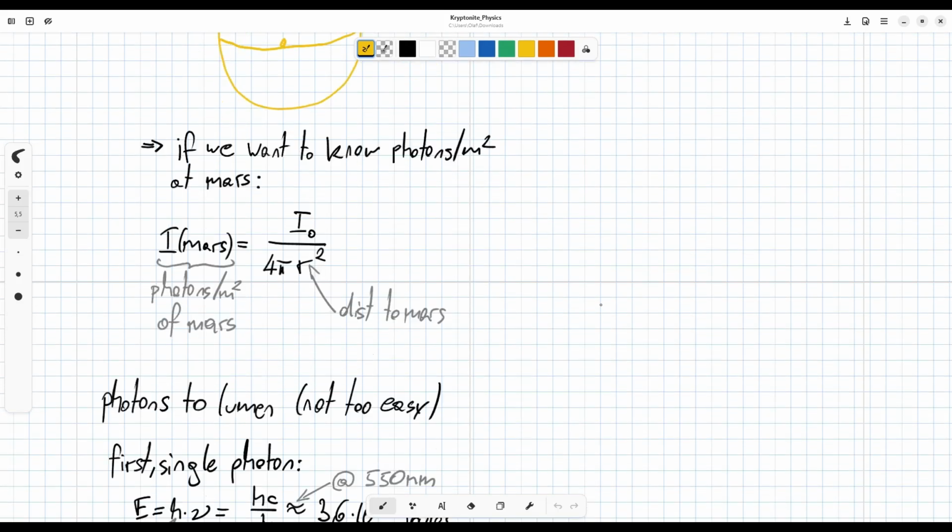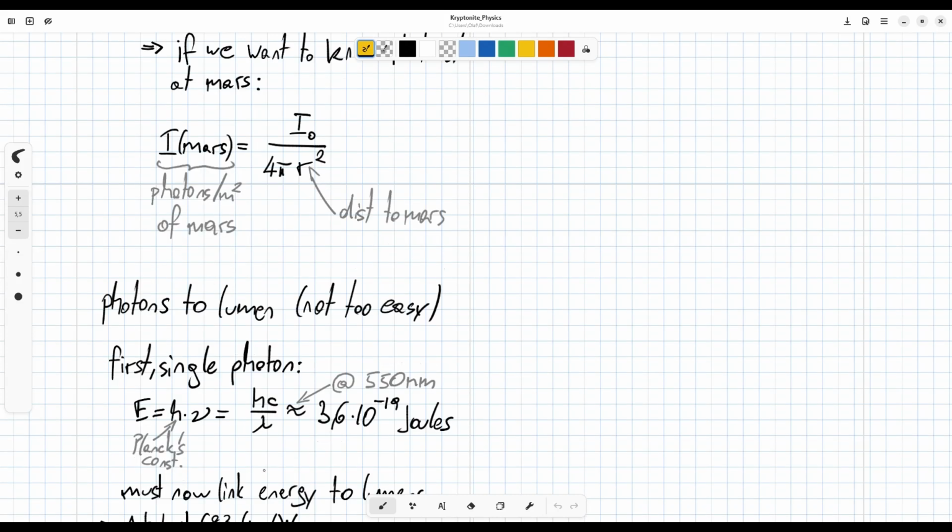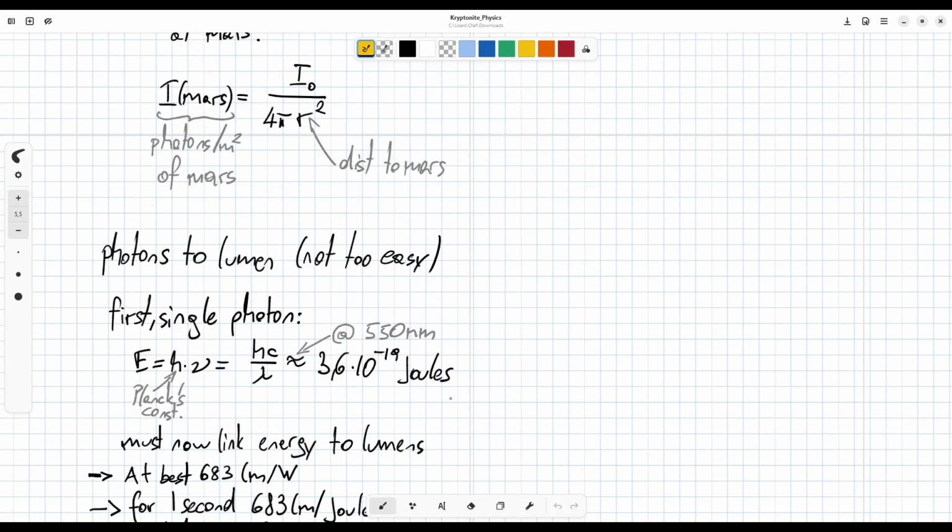So the question that I originally asked is how many photons are in 1 lumen? First, for that we need to calculate the energy of a single photon. As we know, the energy of a photon is Planck's constant times its frequency. We can also say it's Planck's constant times the speed of light divided by the wavelength, which here is 550 nanometers in my example, giving us roughly 3.6 times 10 to the minus 19 joules per photon at 550 nanometers, which is what we will stick to for the purposes of this video.